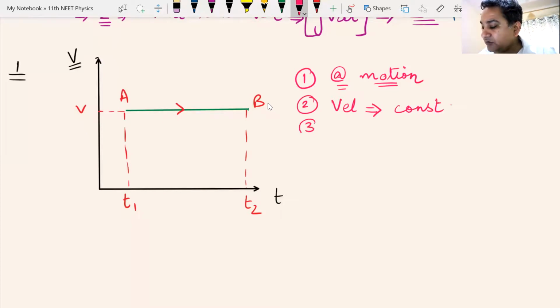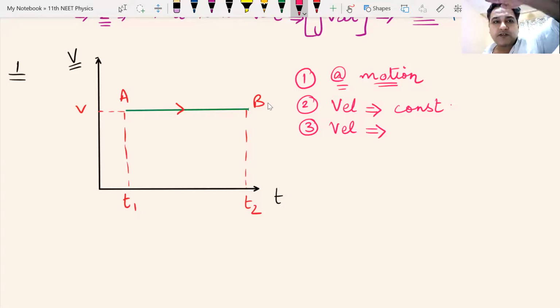Third point, is the velocity positive or is the velocity negative? Remember, velocity is a vector. Positive or negative means direction. So is the velocity positive or is the velocity negative? We are talking about the direction. Your answers.